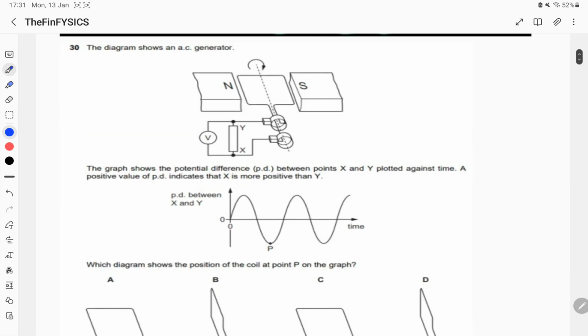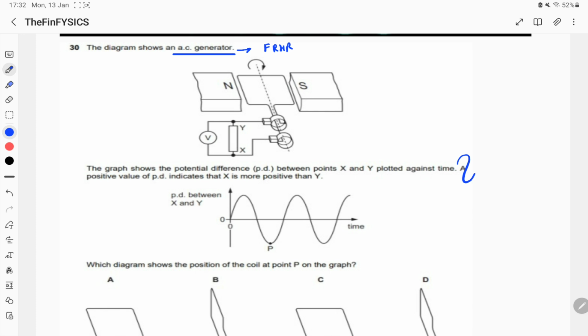Now, here's a question where a lot of you kids are having doubt. Okay, let's understand the diagram. So, in the diagram, there is no power supply, which means it has to be a generator. And whenever the question is demanding induction, that the current is induced, what we know is that we have to use Fleming's right hand rule.